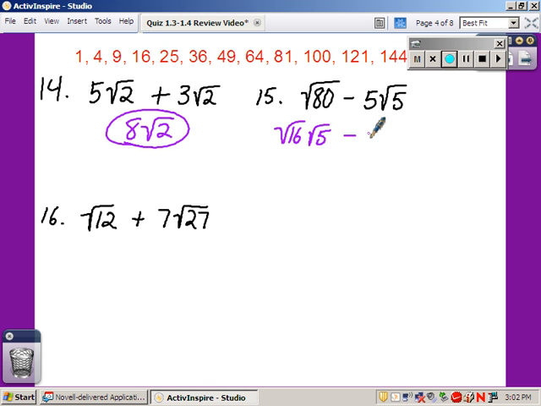and I still got this 5 square root of 5 over here. Square root of 16 is 4. Square root of 5. And I got minus 5 square root of 5.